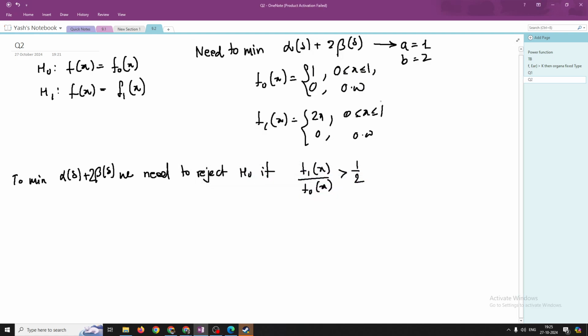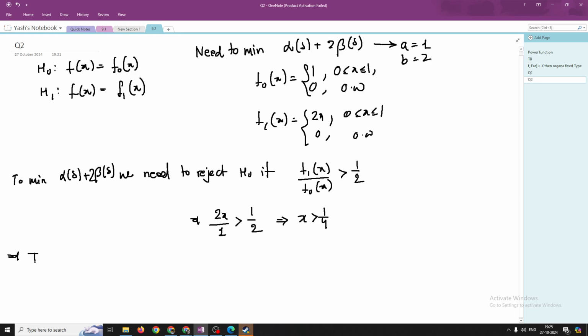So now what is this? When x lies between 0 and 1, I know what this is. If it doesn't lie in this range, then this is just 0 by 0, which doesn't make any sense, so we just consider the 0 to 1 case. In 0 to 1, f1 of x is just 2x, so this is just 2x, and the denominator is just 1.